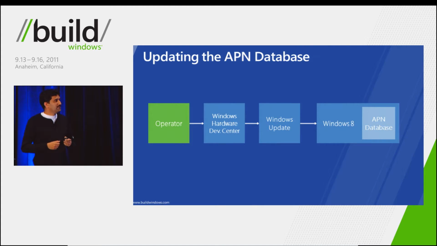Once we receive that information, we'll create a Windows Update package. And this Windows Update package will be downloaded to all Windows PCs. This way, Windows will have up-to-date APN information whenever you change your APN. And user can use that information.